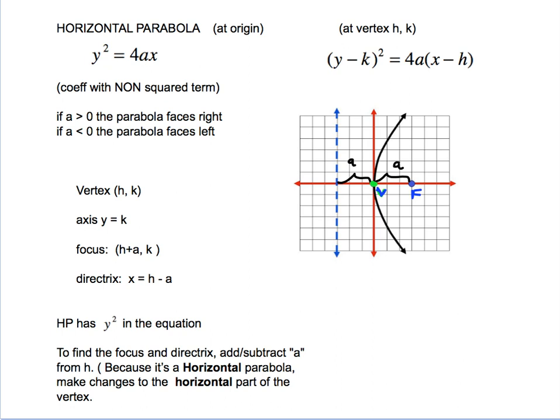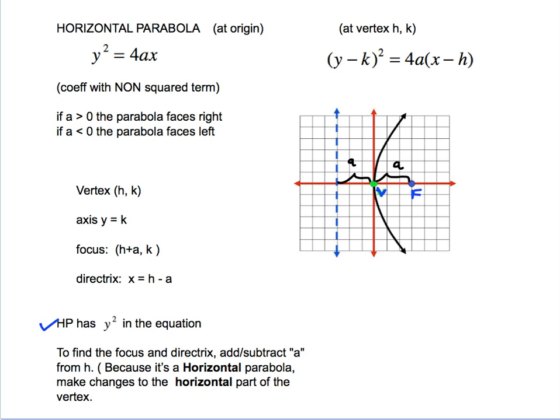If it's at the origin, it's y squared equals 4ax. If it's elsewhere, it is y minus k squared equals 4a times x minus h, similar to the last form. Notice the y is squared. The horizontal parabola has y squared in the equation. That's how you're going to know if you have a horizontal parabola or a vertical parabola. You have to look at what variable is squared. Y squared makes it a horizontal parabola.